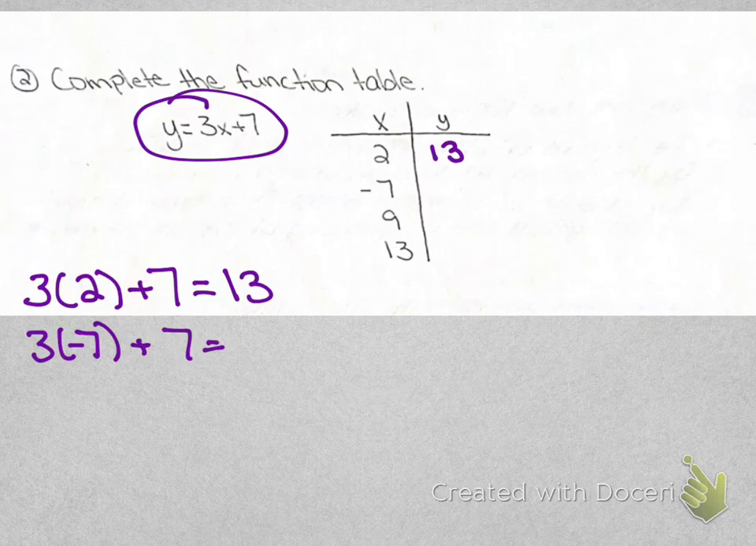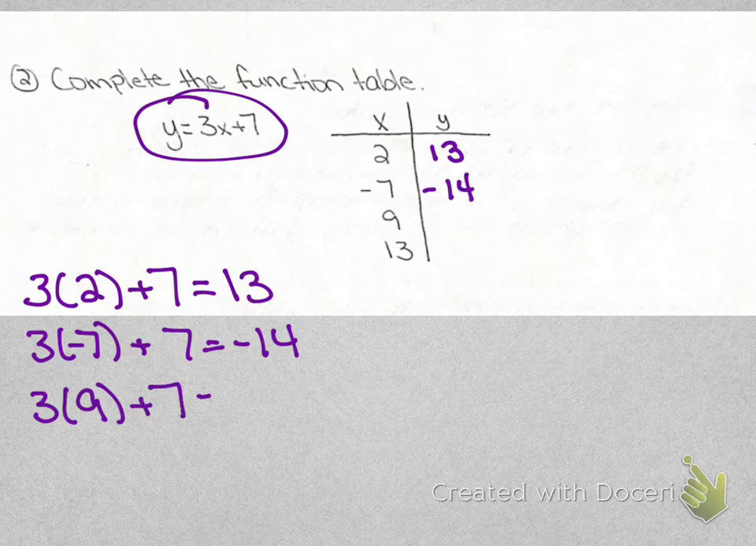3 times negative 7, which is negative 21, plus 7, that's negative 14. Okay, then we have 9. 3 times 9 plus 7. 3 times 9 is 27. You add 7 to that, you get 34.